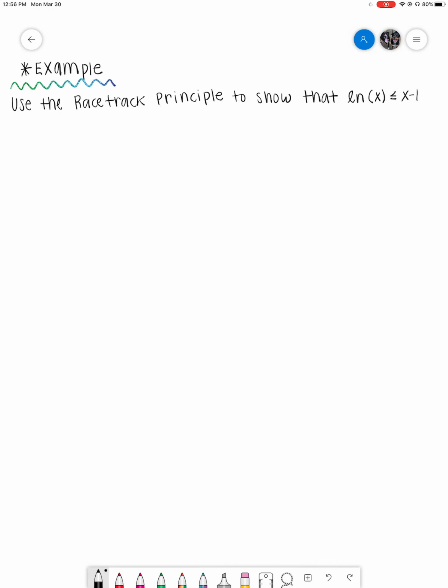Welcome back. We are still in Chapter 3, Section 10. We're going to do an example of the racetrack principle now. So that's what we ended with in the last video, so we're picking up here with an example. In this example, we want to use the racetrack principle to show that ln of x is less than or equal to x minus 1.